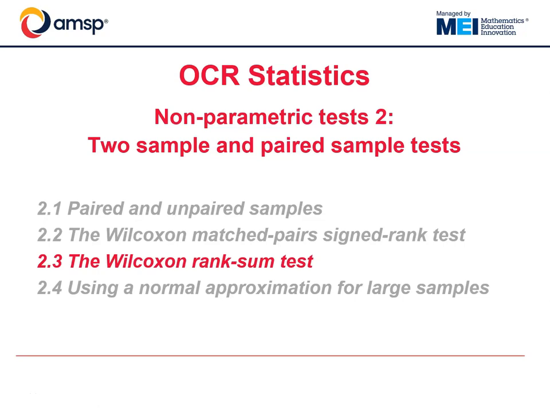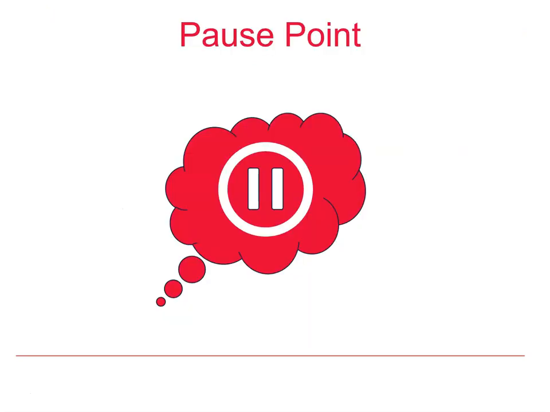Hello, this is OCR Further Statistics. We're in Non-parametric tests 2 and the third video on the Wilcoxon rank sum test. As usual, it's a good idea to stop and work some things out for yourself or review what's been covered. Whenever you see this symbol, pause the video and follow the instructions before continuing to watch.